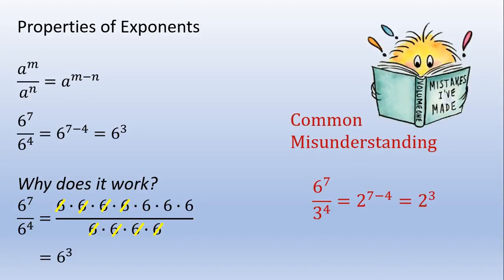A common misunderstanding with this property is to think that if we're dividing and the bases aren't the same, that we can divide the bases. Once again, that isn't true because the base is telling us what number we're multiplying, and we're not going to be changing the base. We're simply going to be simplifying a fraction by finding the same factor in the numerator and denominator.